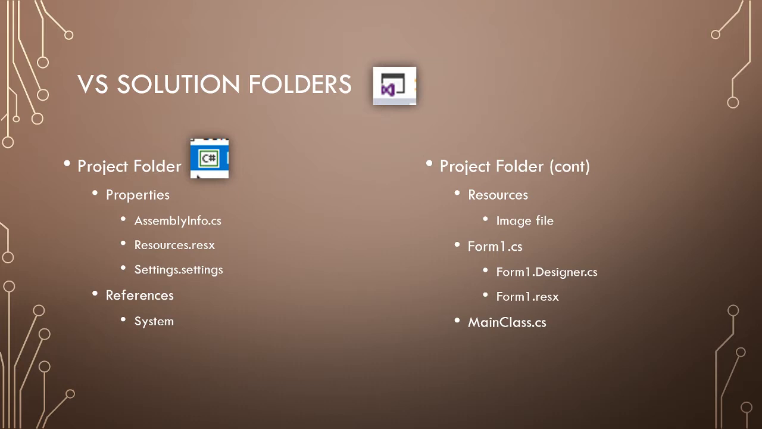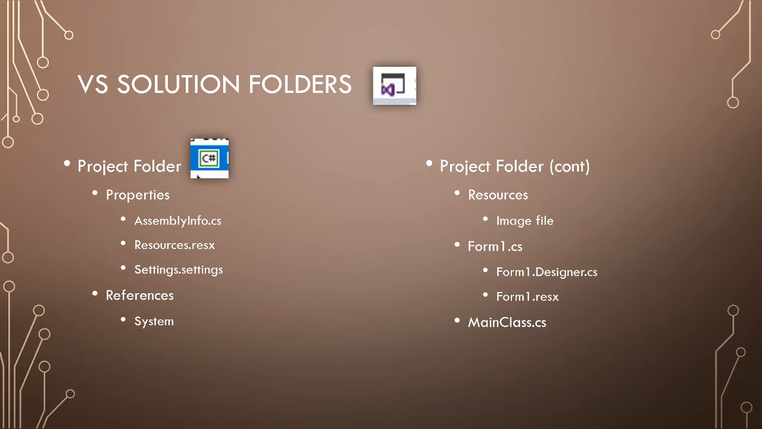We have a references folder, and those are references that we make in our program through our using clauses and in other ways. So one thing that would be in that references category is our system namespace that we use in most of our projects. And then we have resources, which is where any images that we load into our project would go.